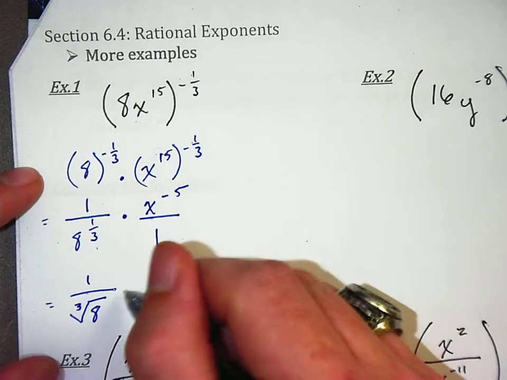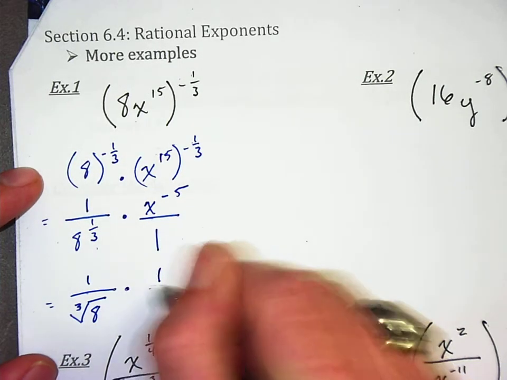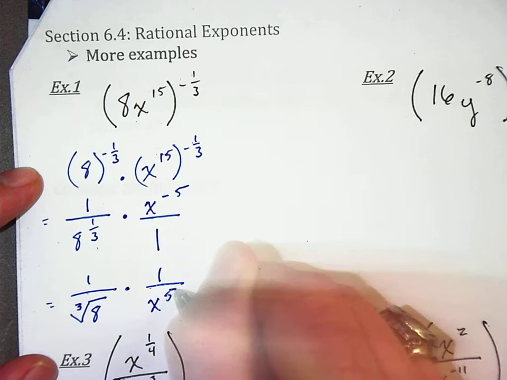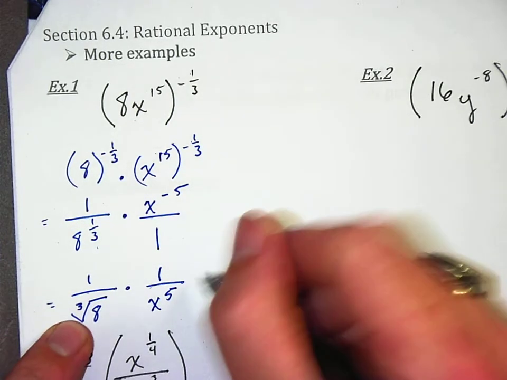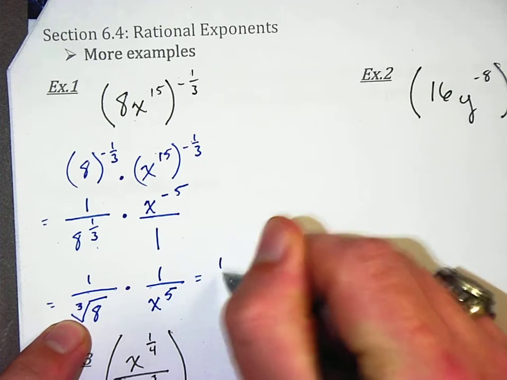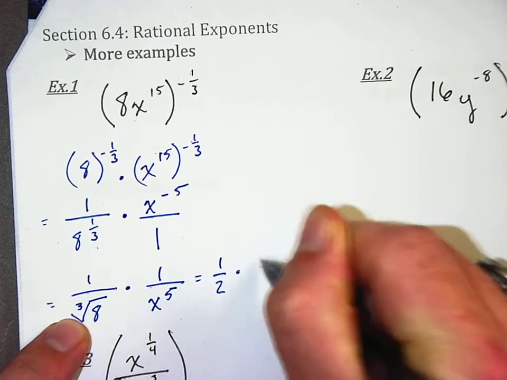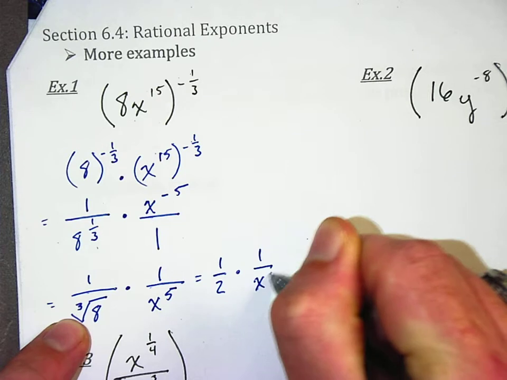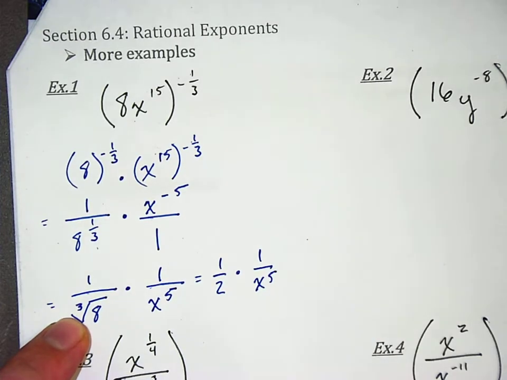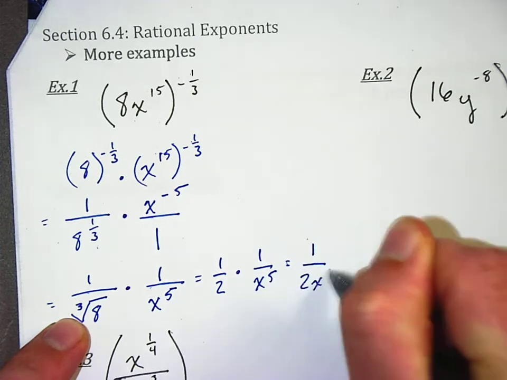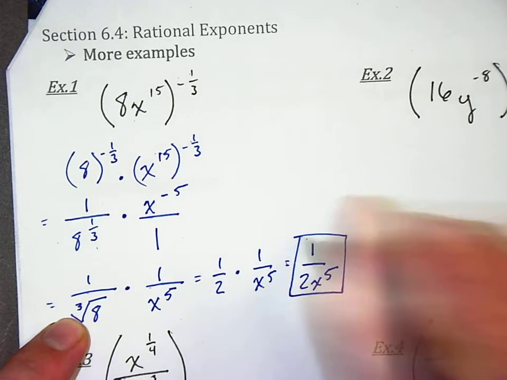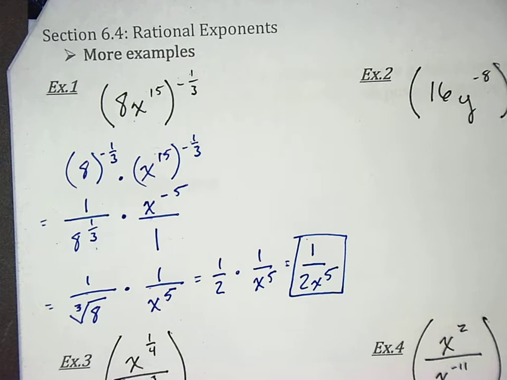Over the cubed root of 8. Move that to the bottom. Okay, cubed root of 8 is 2. So I've got 1/2 times 1 over x to the 5th. Multiply the numerators, multiply the denominators. So your final answer there is 1 over 2x to the 5th.